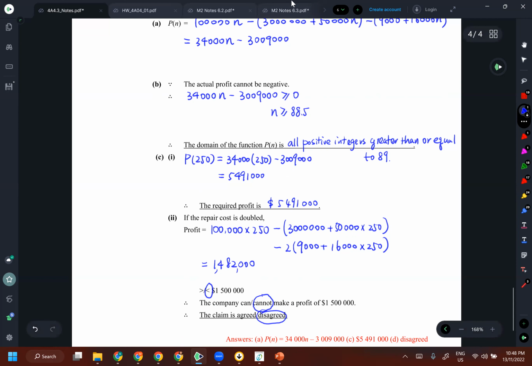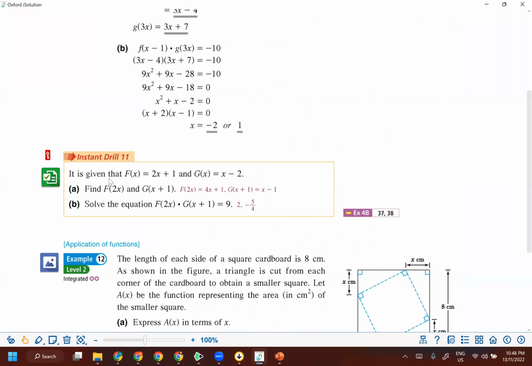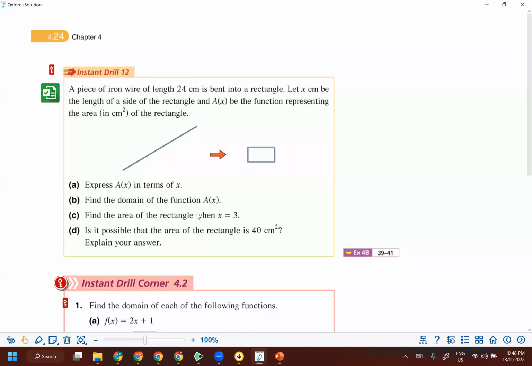Okay, now you can pause the video and go to the textbook for the exercise. On page 24, instant draw. Part A, you need to find a function. Part B, you need to find the domain according to the actual real life situation. Part C, you find the area. Part D, you verify a statement.